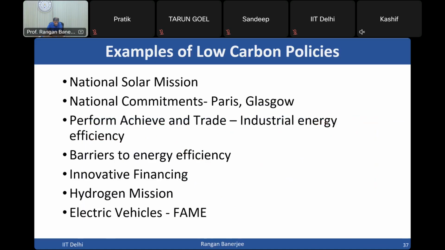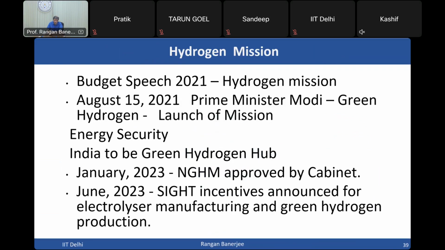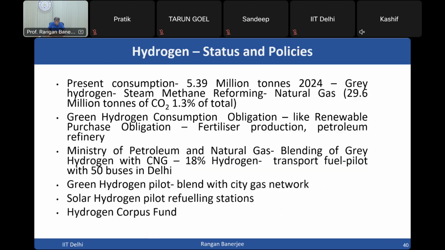And those are the kind of things. We've already talked about the different types of policies that we had. I just would like to tell you that we've also recently launched the hydrogen mission. The government has launched it, which started with the budget speech in 2021, and then the green hydrogen mission was launched again in 2021. The focus was on energy security, India to be a green hydrogen hub. In 2023, the National Green Hydrogen Mission was approved by the cabinet, and a set of incentives for green hydrogen and technology were announced for electrolyzer manufacturing and green hydrogen production.